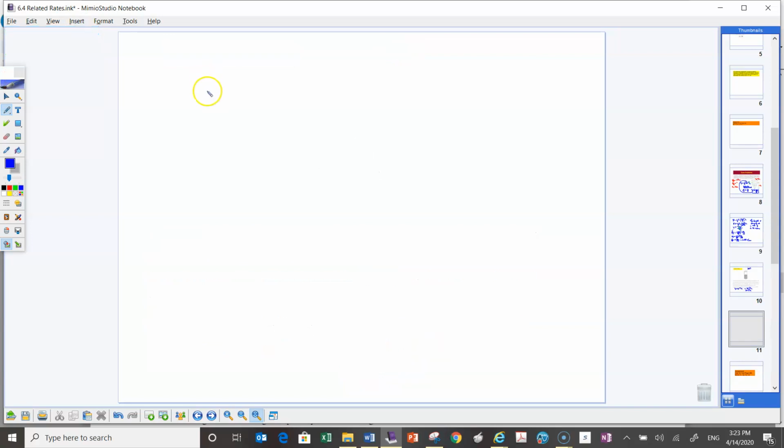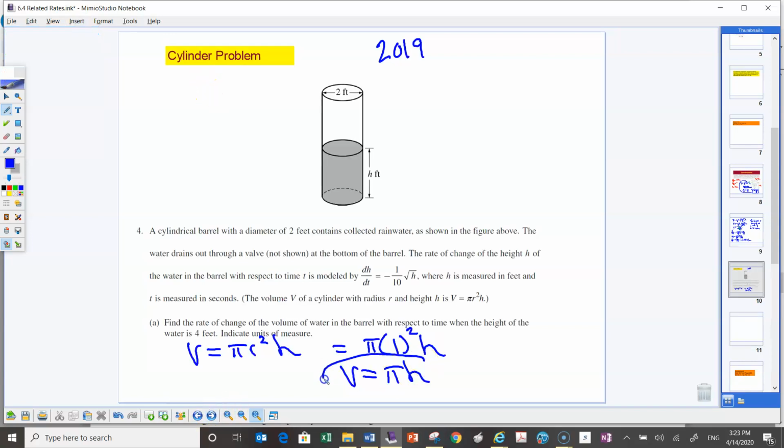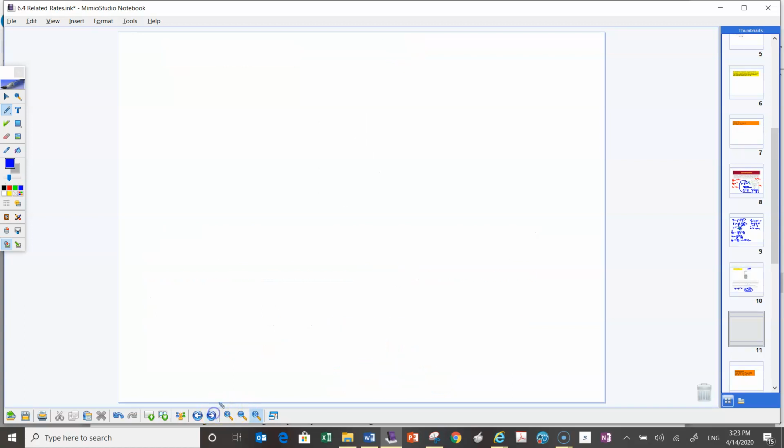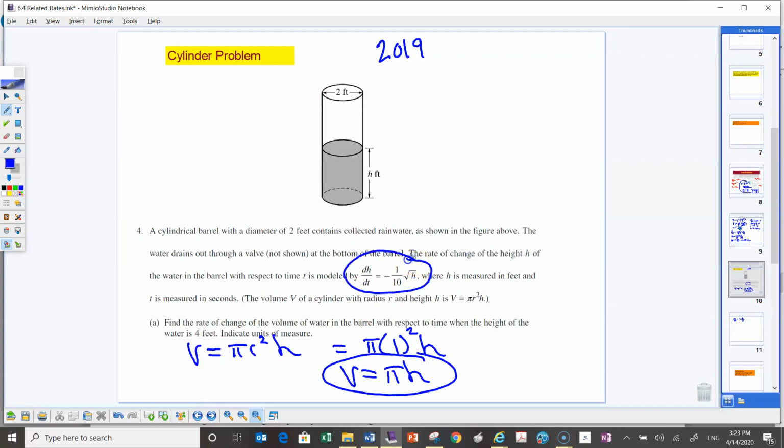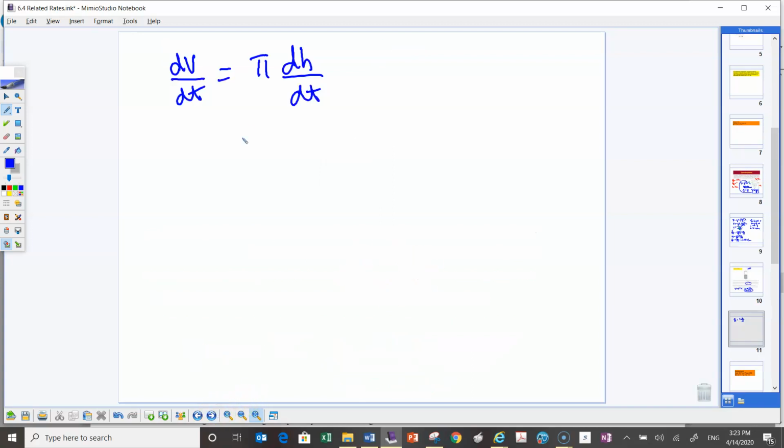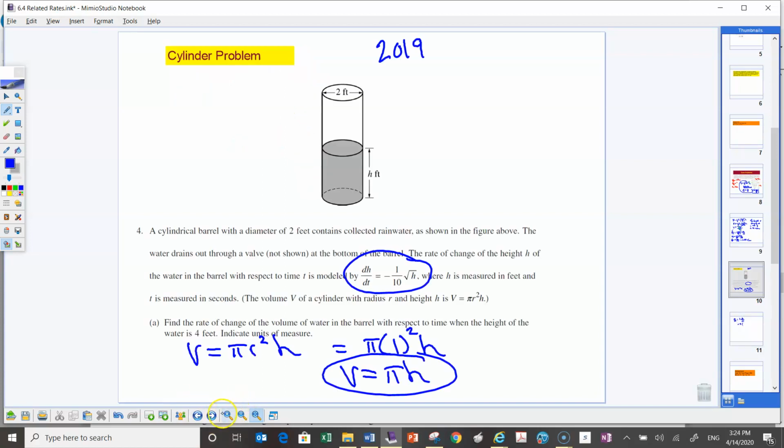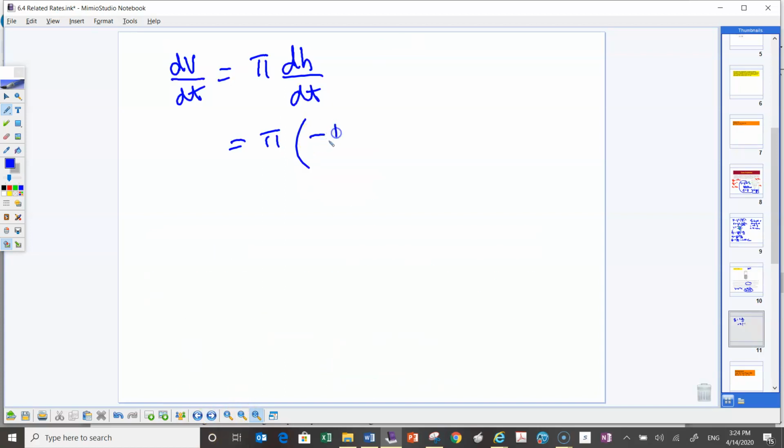And now if I take the derivative of this equation with respect to time, the derivative of V would be dV/dt, and the derivative of πh would be π times dh/dt. Now in this particular case, they gave us dh/dt right here. So this is going to be π, and dh/dt is negative 1/10 root h.